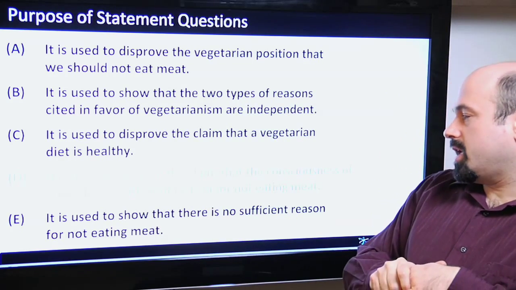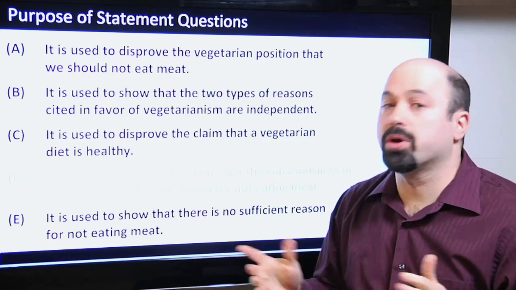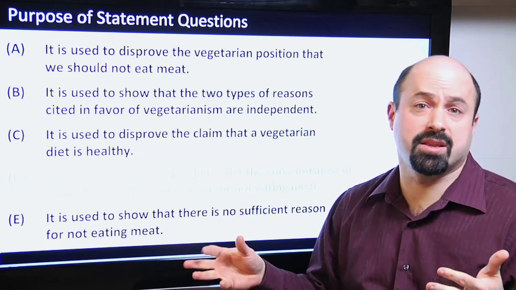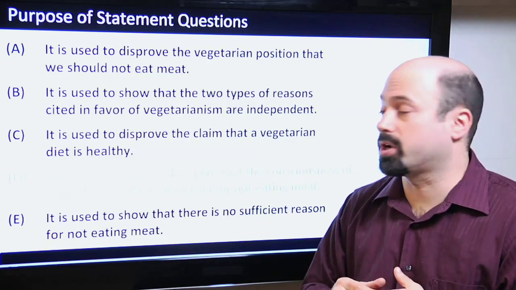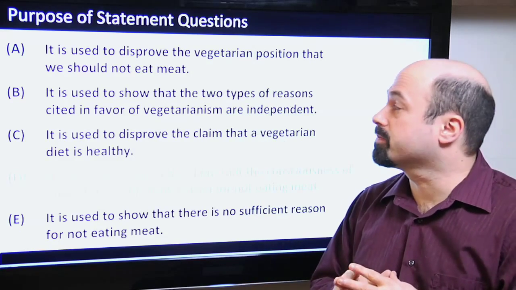And similarly, E, it is used to show that there is no sufficient reason for not eating meat, goes too far. I mean, for all we know, the health reason might be good enough. This author is just saying that the aversion argument is not strong enough. So three of the choices are too extreme, and the other one goes in the wrong direction.